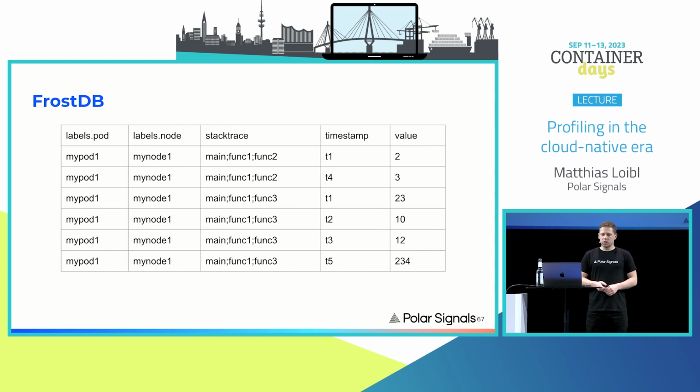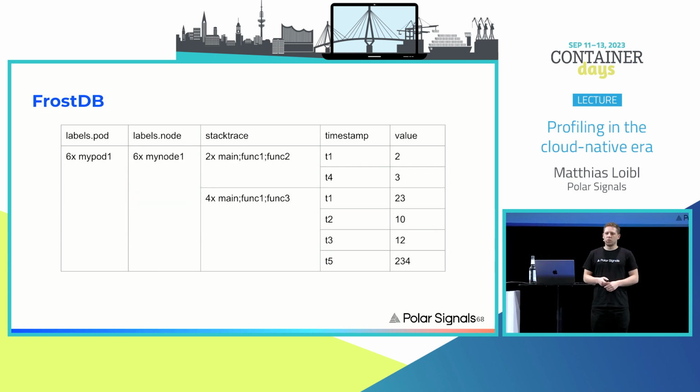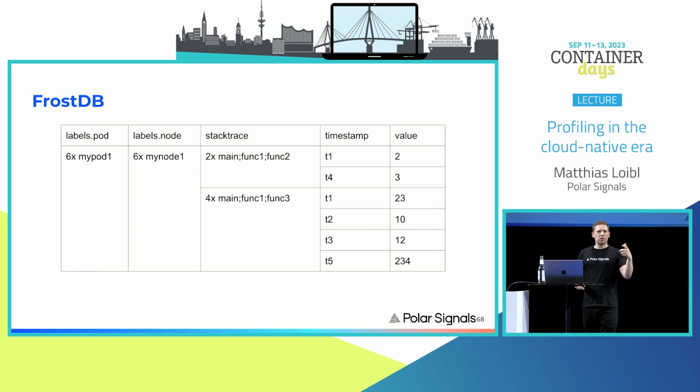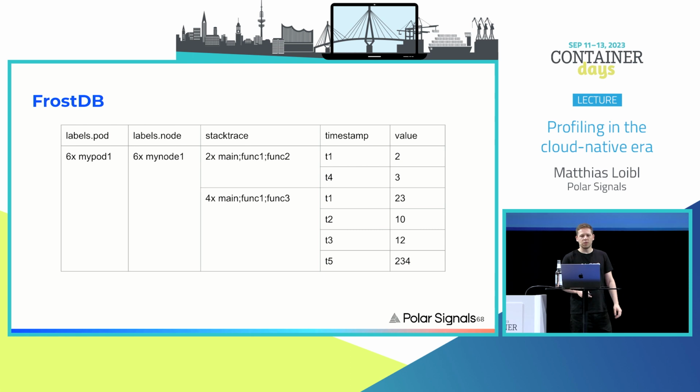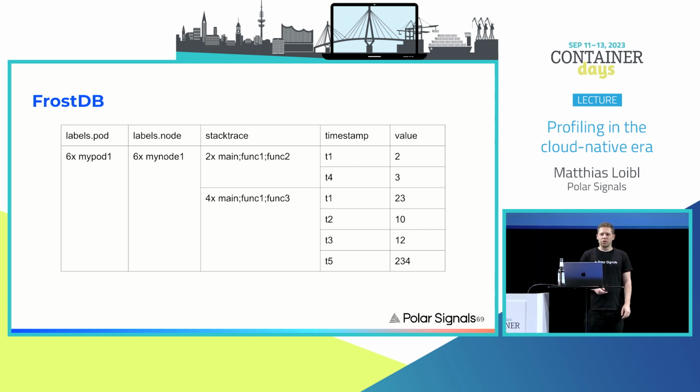And the way it works is we have all of these labels of the individual profiles and then the stack traces. And what we can do is, because every column is sorted as well, we can really optimize and say, okay, my pod is actually showing up 6 times, for example, and then store it that way a bit more efficiently.